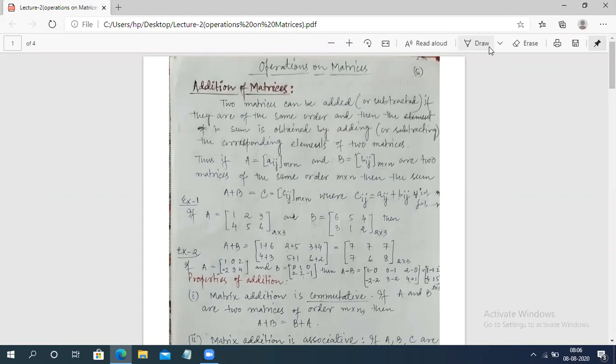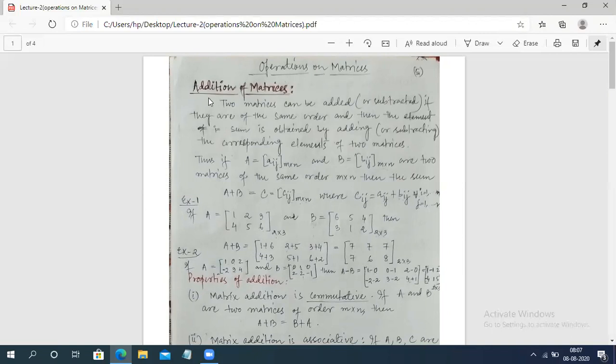In the last lecture, we have already discussed the basic definition of matrices. Now let us move on to the operations on matrices. When we are talking about the operations on matrices, they are the basic operations of addition, subtraction, and multiplication. So there are certain rules to find the addition, subtraction, and multiplication of two matrices. Let us see what that is.